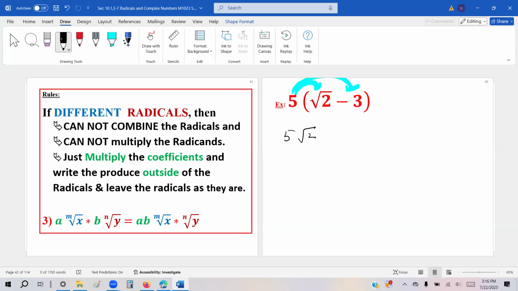So, I don't know. We cannot write negative square root of 10. No. We cannot write square root of 10. We cannot combine 5 with the 2 because 2 is inside the radical, 5 is not.